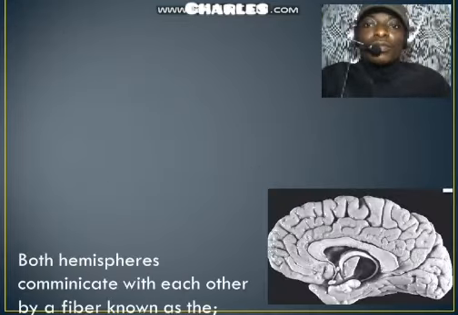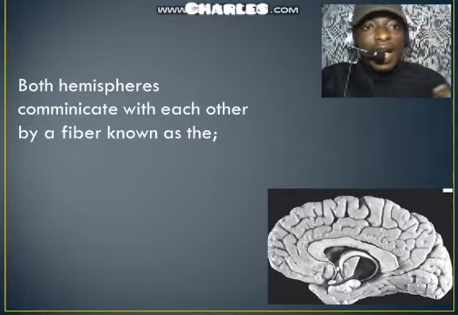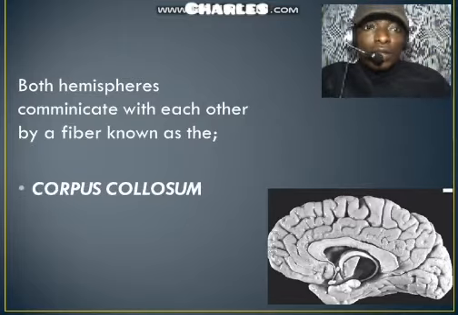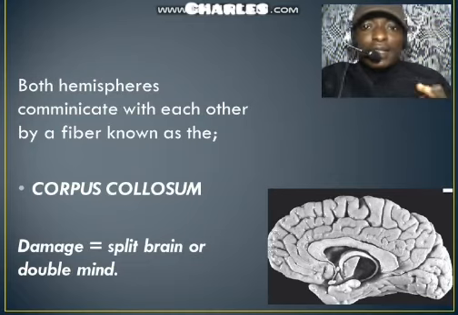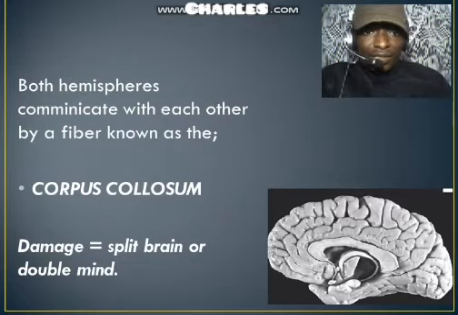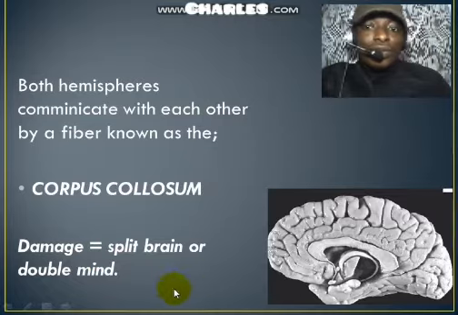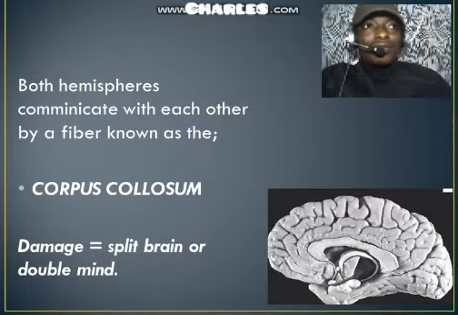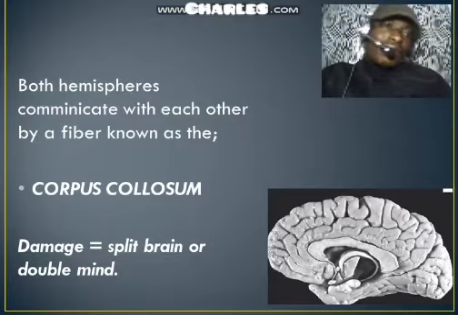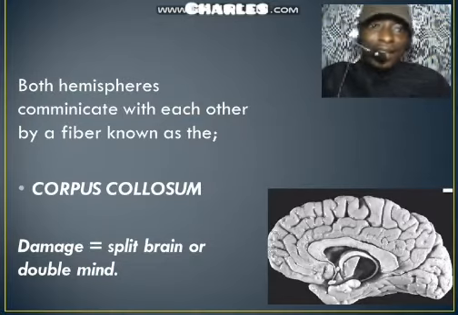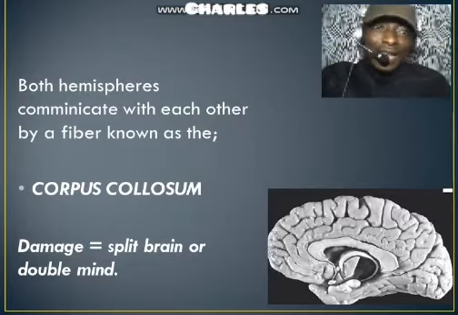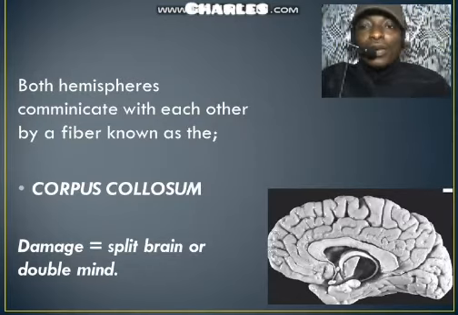Going forward, both hemispheres are linked together by a structure or fiber known as the corpus callosum. When this corpus callosum is damaged, it leads to split brain or double mind. The individual can hardly make decisions. You don't know whether to go. It's like you're telling yourself, should I go or should I stay? I mean, should I fall in love? No, should I eat? Split brain. This is caused by damage to the corpus callosum.